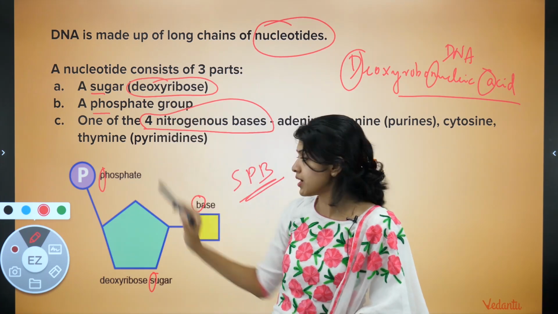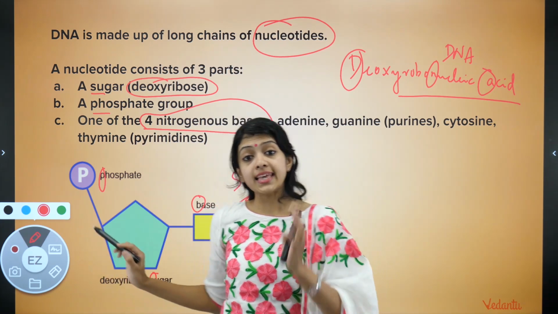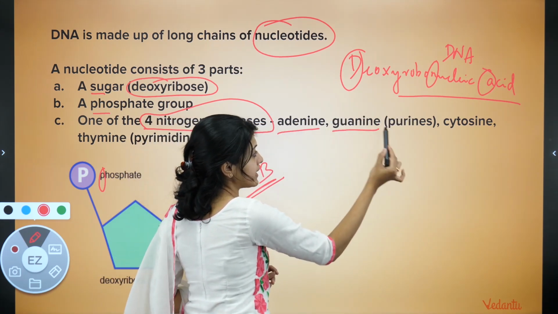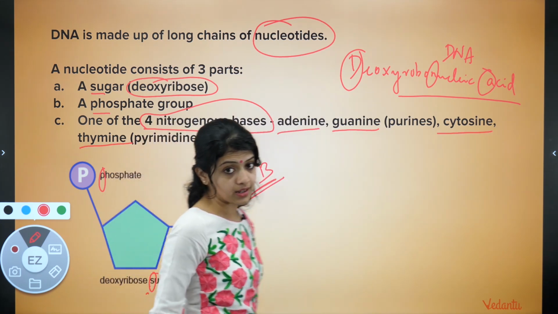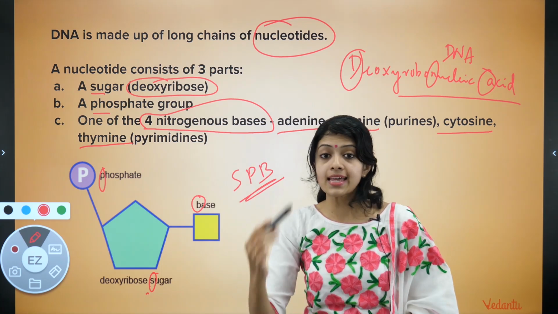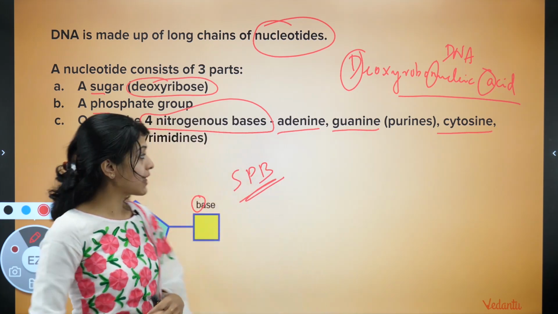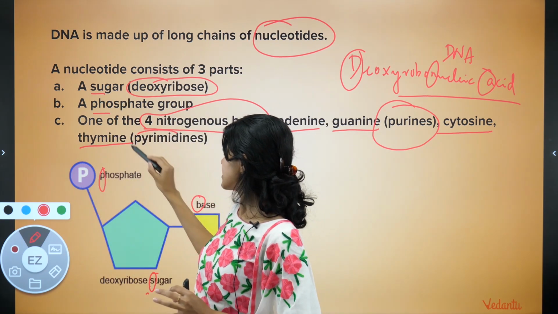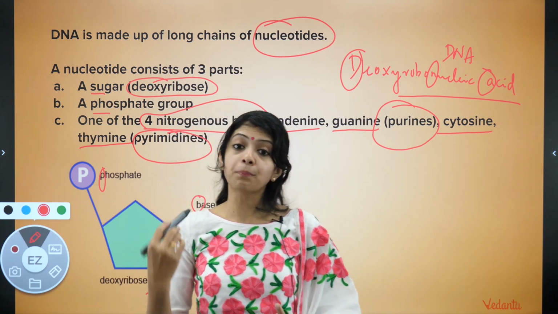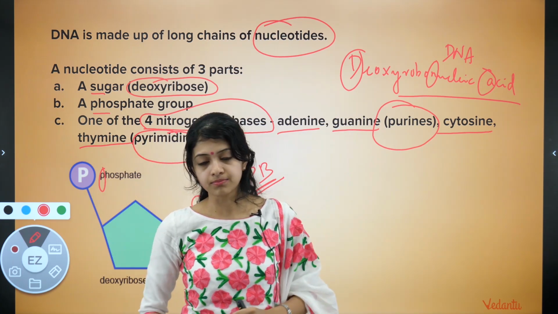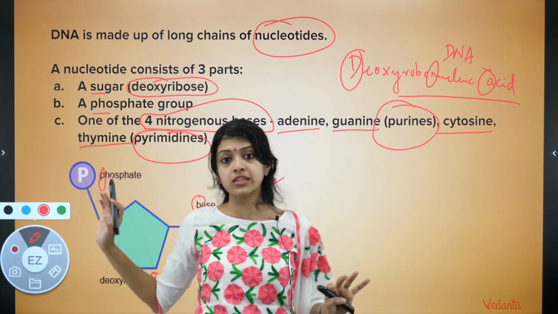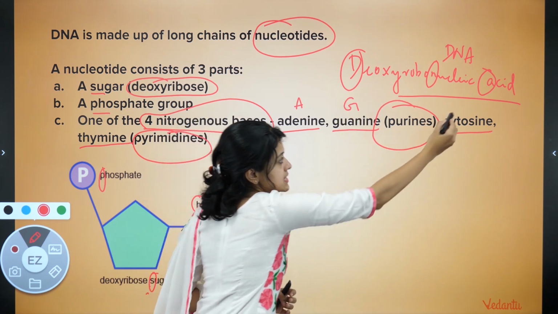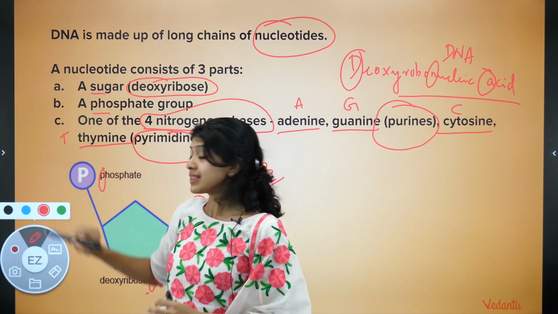Okay, a deoxyribose sugar, then a phosphate group, and what are these nitrogenous bases that I am talking about? They are adenine, guanine, cytosine, and thymine. Now, adenine and guanine are together called purines, and cytosine and thymine are together called pyrimidines. So if I ask you for an example of a purine, you have to tell me either adenine or guanine. And if I ask you for a pyrimidine, you have to tell me either cytosine or thymine. Now again, it's easier to remember if you just think of it as A, G, C, and T.